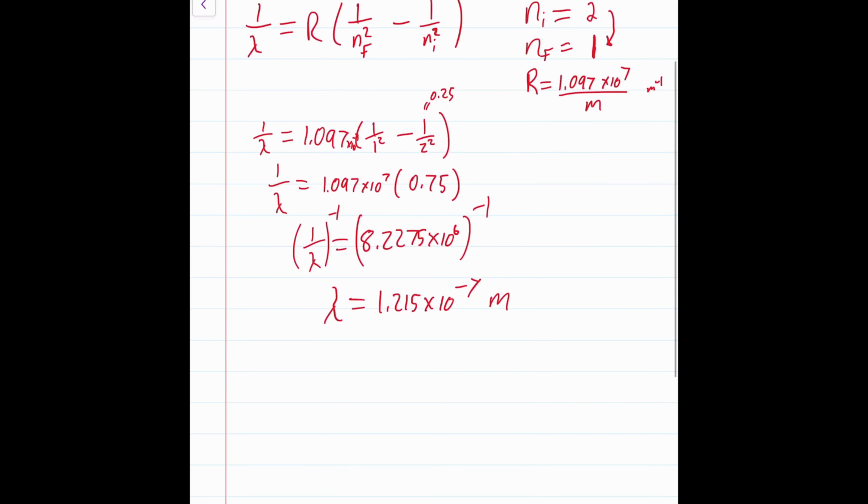So we can reference a UV chart and find that UV light ranges from 3.8 times 10 to the negative 7 to 1.0 times 10 to the negative 8 meters. Luckily, that falls into the right wavelength, so we're set.